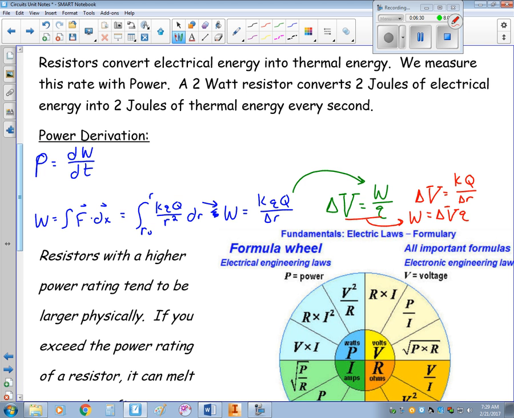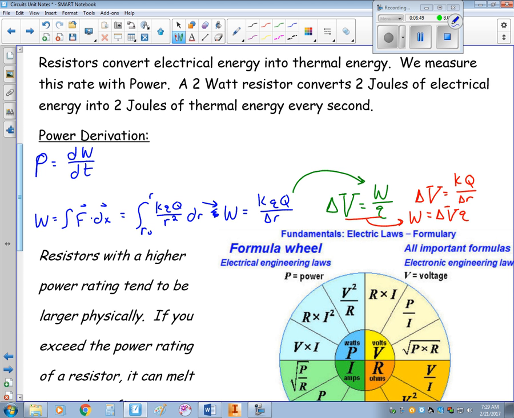So we see that work is voltage times charge. And that should make sense because voltage is how much energy each charge has. So energy will be the voltage multiplied by the charge. All right, let's go back up to power then.